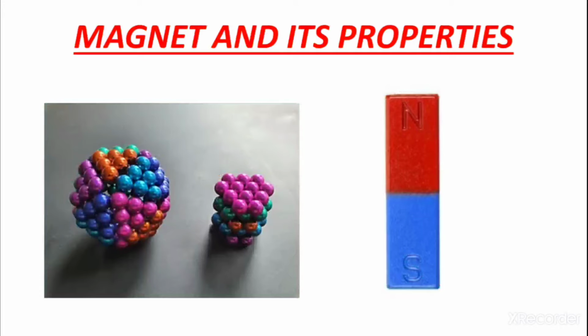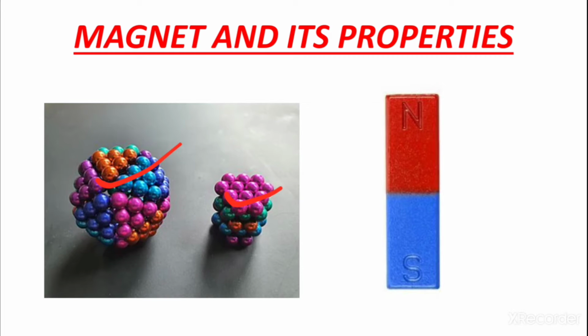Today we will discuss what a magnet is and what the different properties of a magnet are. So let's begin. A magnet is any substance that is attracted by other magnetic material and by other magnets also. The picture shown here is an example of a magnet. You can make different shapes with this kind of substance.